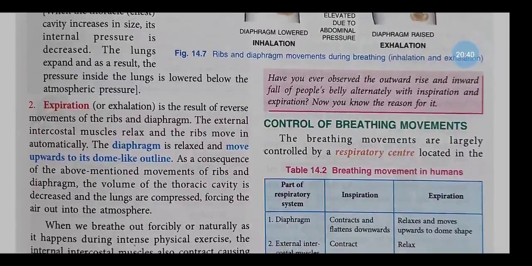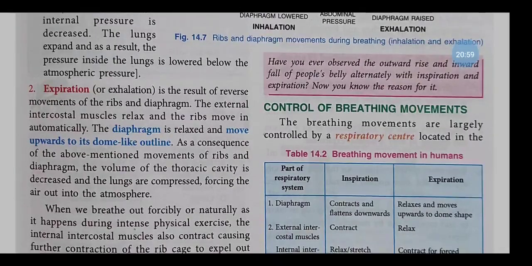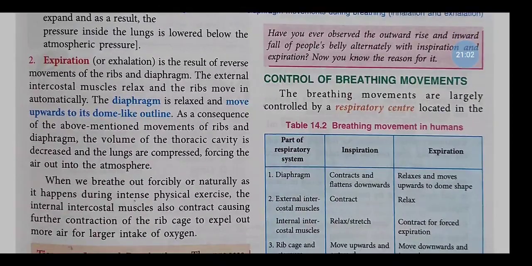Now let's come to the expiration. Expiration is the result of reverse movement of ribs and diaphragm. The external intercostal muscles relax. The ribs move in automatically. The diaphragm is relaxed and moves upward to its dome-like outline. As a consequence of the above movements of ribs and diaphragm, the volume of thoracic cavity is decreased and the lungs are compressed, forcing the air out into the atmosphere.